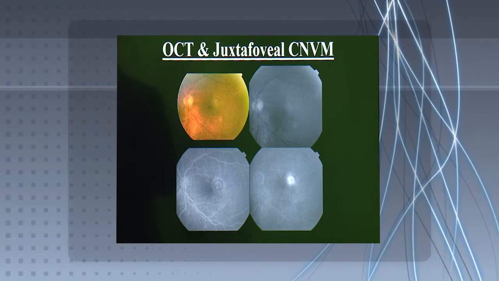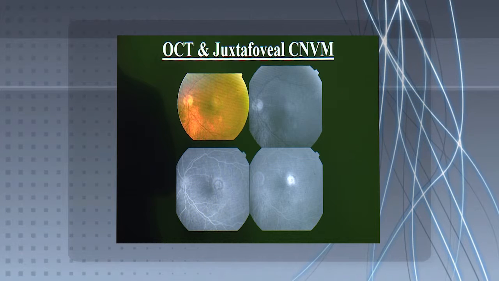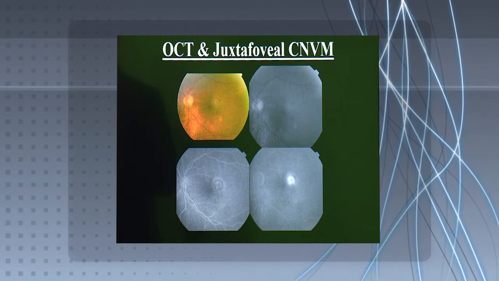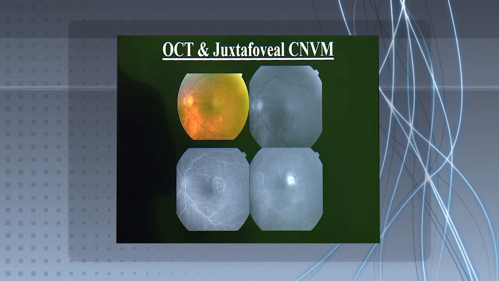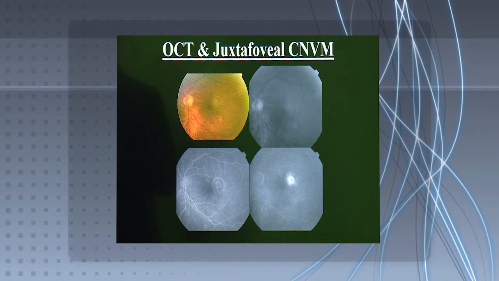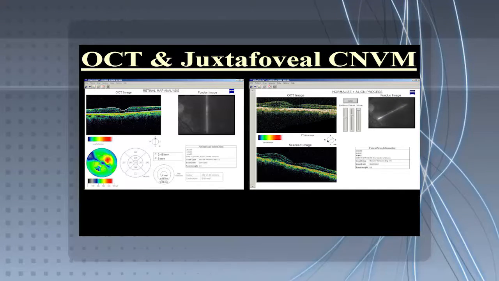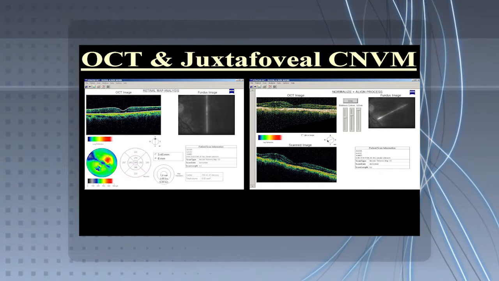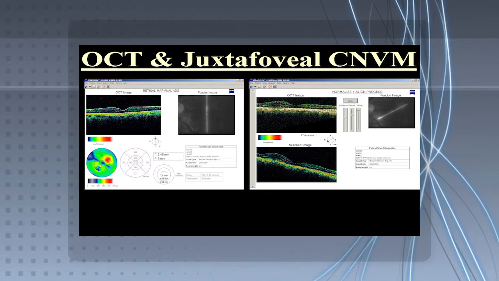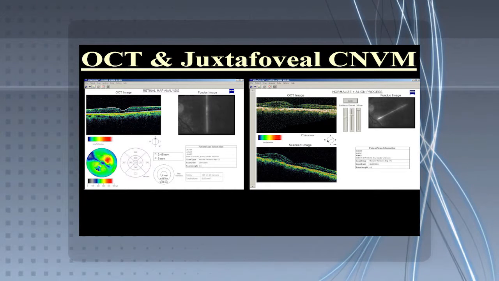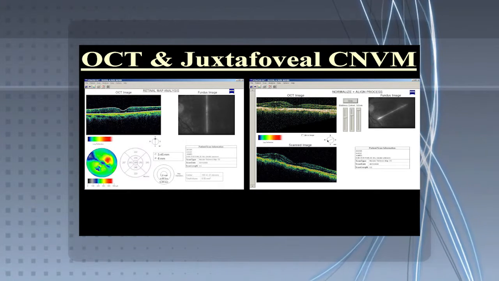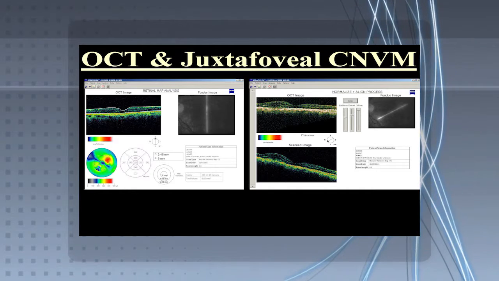Here is another picture of a juxtafoveal choroidal neovascular membrane by fluorescein angiography. It is very clear it is juxtafoveal, but is it really juxtafoveal or subfoveal? Let us do the OCT and we'll see the image. Yes, it is very clear to be juxtafoveal, as it is clear here in the image, and you can see the membrane and the intraretinal fluid appearing in the juxtafoveal area.